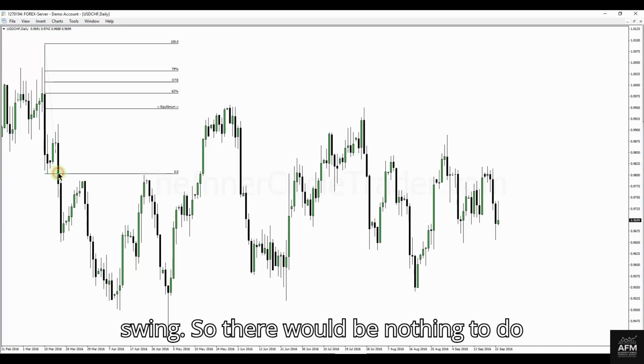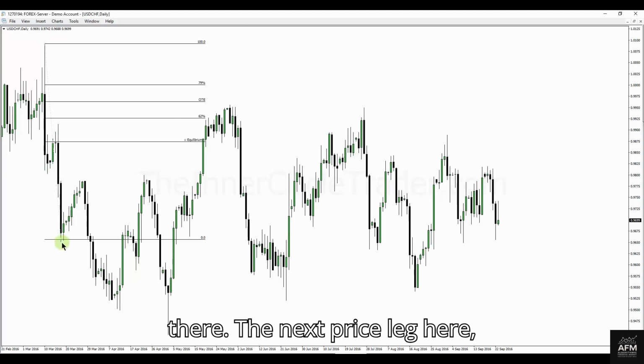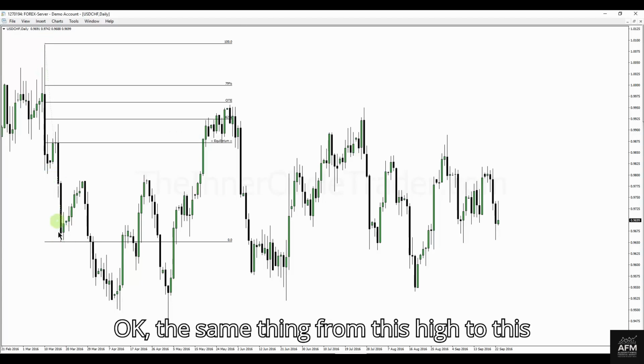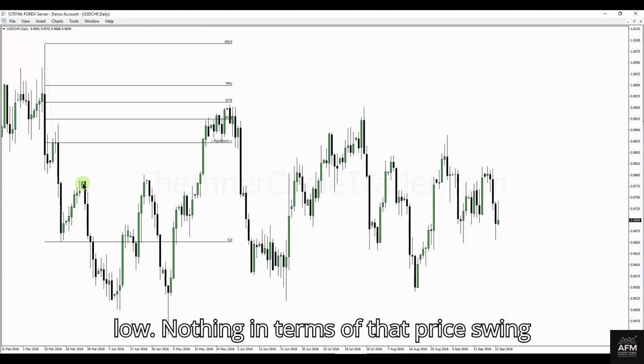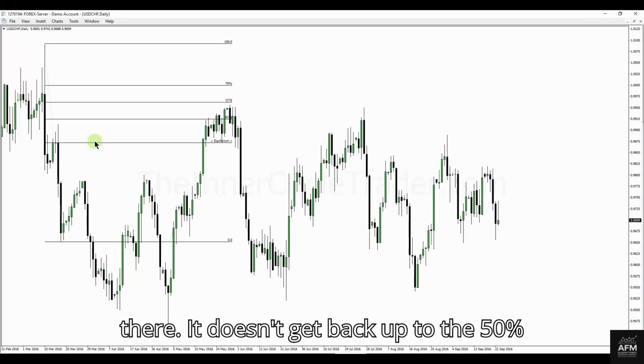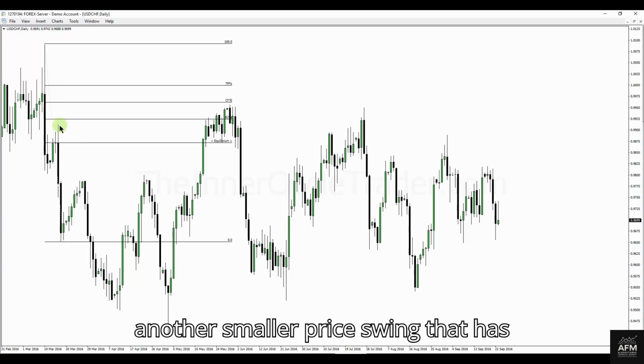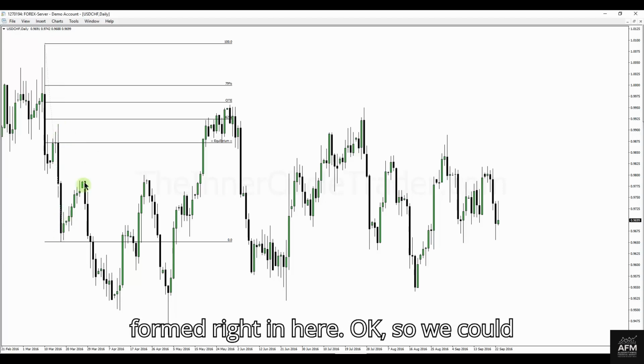So there would be nothing to do there. The next price leg here, okay, the same thing from this high to this low. Nothing in terms of that price swing there. It doesn't get back up to the 50% level. But look closer. There's another smaller price swing that has formed right in here.